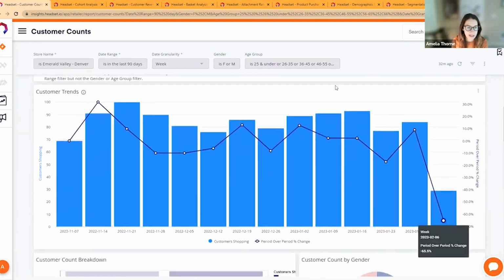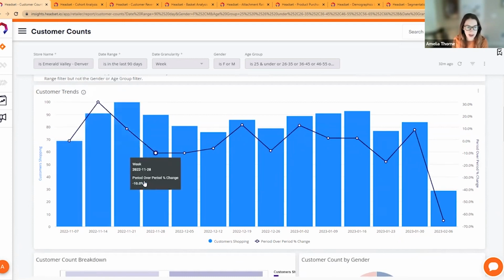Customer trends, we can see this is just a nice trend graph over time. So we can see how many customers are shopping each day. If you hover over, these are actually broken out by week in the last 90 days. And then you can also see if there is a period over period change there. But this is just to help you identify any customer trends.